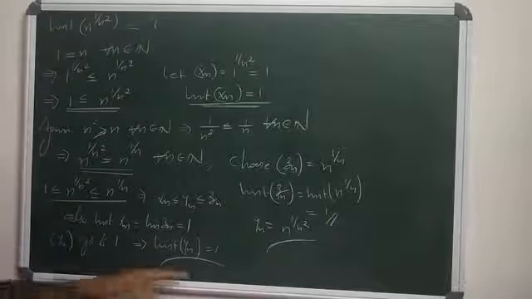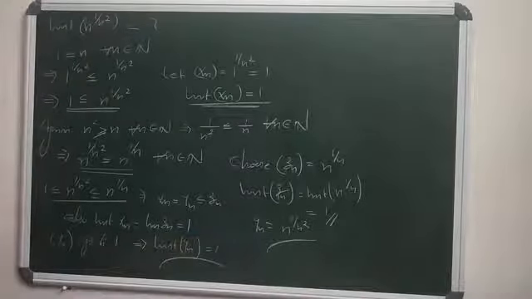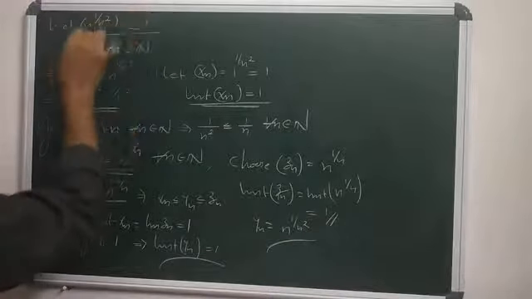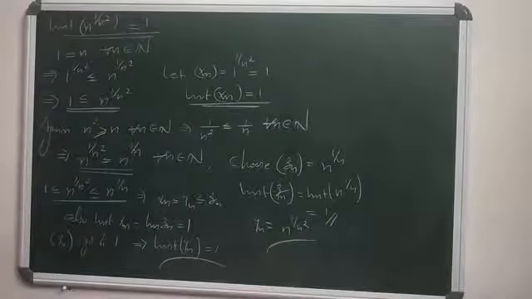What is yn? As per our choice, yn is n to the power 1 by n square. So the limit of n to the power 1 by n square equals 1. So this is our answer: limit n to the power 1 by n square equals 1. This problem is solved with the help of the Squeeze theorem.